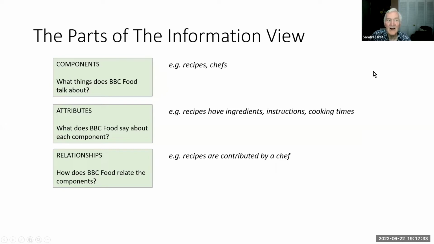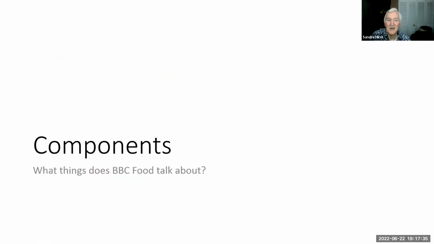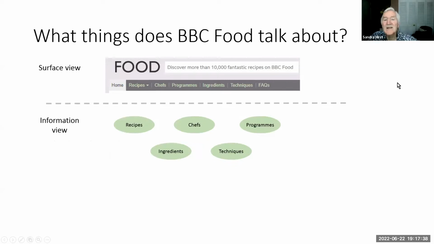So let's start off by the things that BBC talks about. An easy way to get a handle on this is to look at the global navigation. And we can see here that we've got recipes, chefs, programs, ingredients, and techniques. And underneath, I've put in the information view bubbles or blobs for each of those. Now, FAQs is also up there, and we'll document it at some point, but it's not the real reason people go to BBC Food to see the FAQs about its site. They go to see about chefs, programs and ingredients.